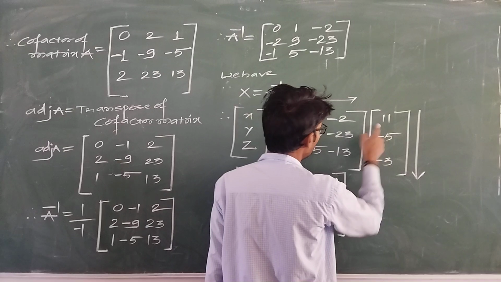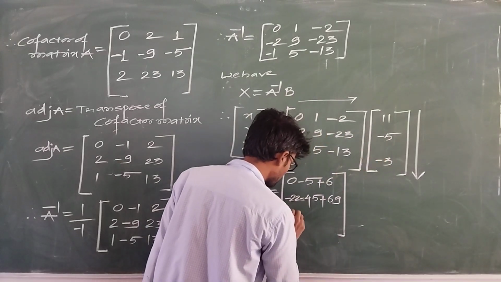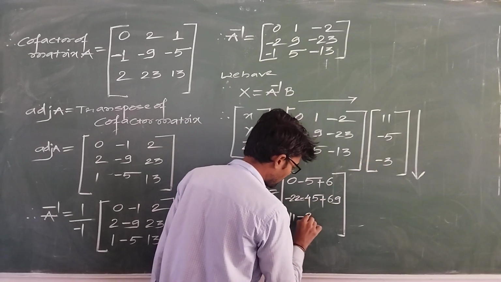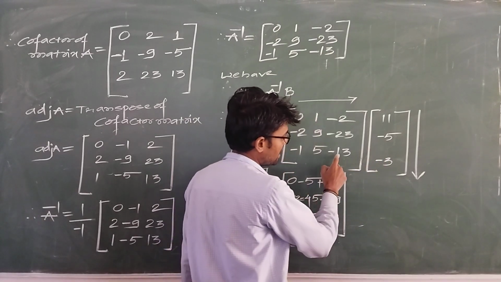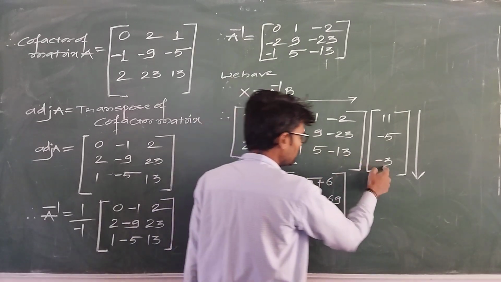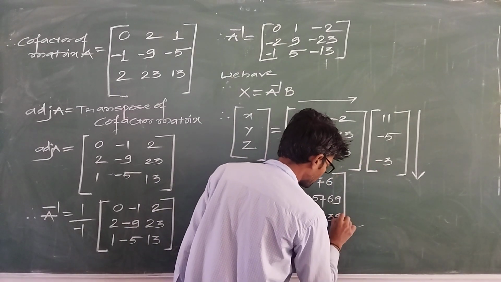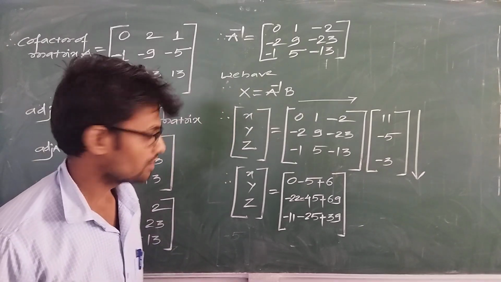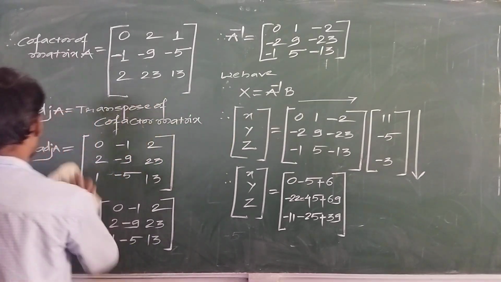Next one. Minus 1 into 11 is minus 11. Next, 5 into minus 5 is minus 25. Minus into minus is plus, 13 3s are 39.